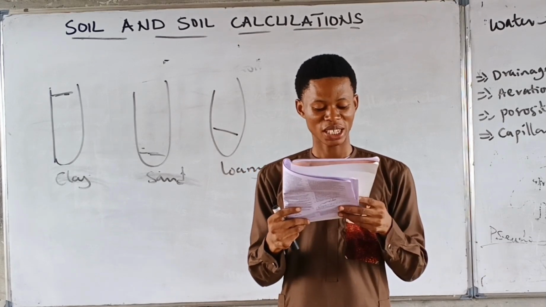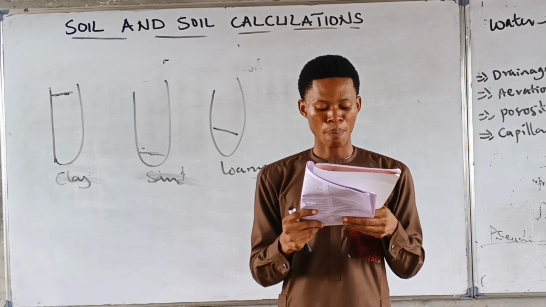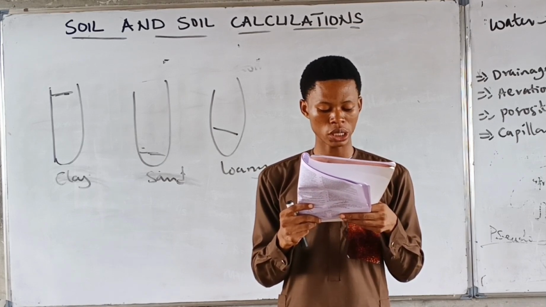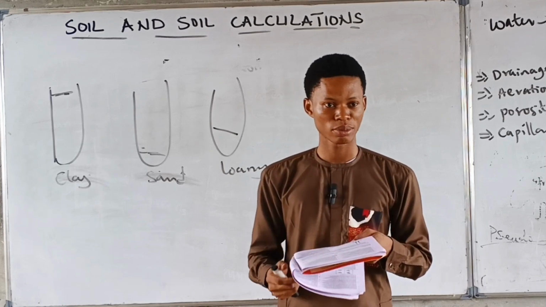Let me give you options. A, amount of water in the soil. B, percentage of water in the soil. C, presence of humus in soil. D, resistance of laterites to heat.